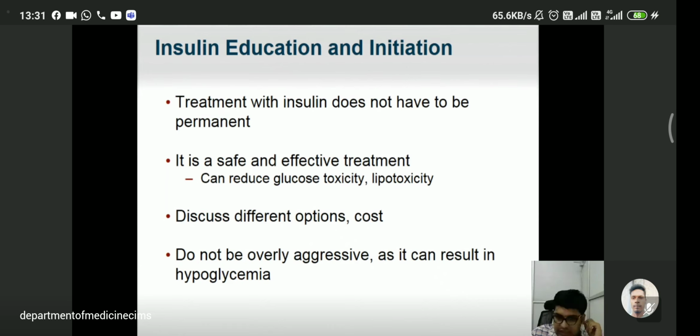Hypoglycemia can be a life-threatening condition. The patient can collapse, the patient can die due to hypoglycemia. Due to overuse of insulin, if there is severe hypoglycemia for a prolonged duration, there can be brain damage. The patient can go into coma. It can lead to death. So do not be over-aggressive in giving insulin or treatment. As it results in hypoglycemia, it is a very important side effect that we must follow.